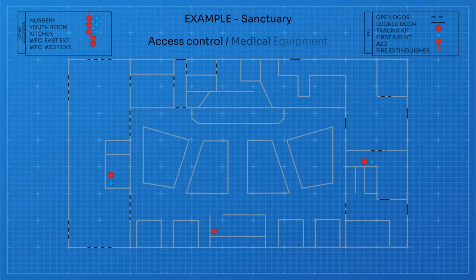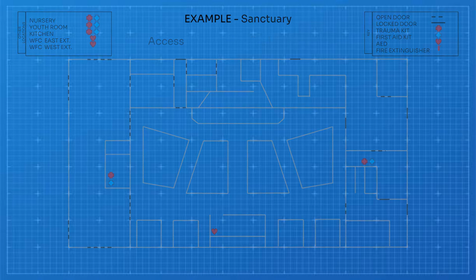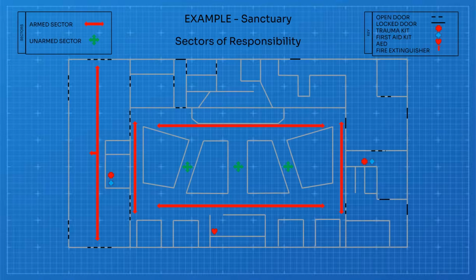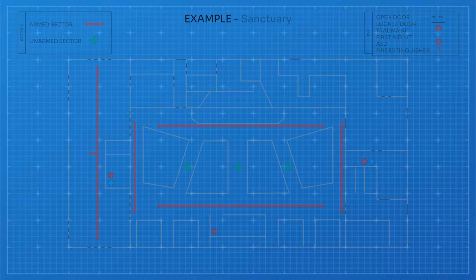This map illustrates access control points and the location of medical and fire equipment within the sanctuary, including trauma kits, AEDs, and fire extinguishers. Here we see the sectors of responsibility within the sanctuary, clearly defining armed and unarmed security zones.